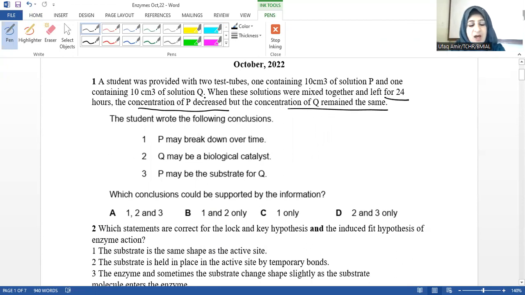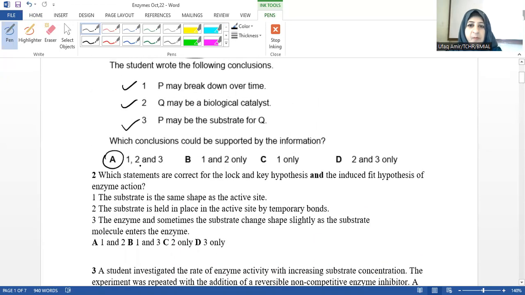Q will remain the same and your P will decrease. So they both are correct, and P may be the substrate for Q, that is also correct. So from this, which conclusions can be supported by the information? All of these three are correct, because P can be a substrate and Q can be an enzyme. That's what they have written in the last statement, P may be the substrate for Q. So these are all correct.